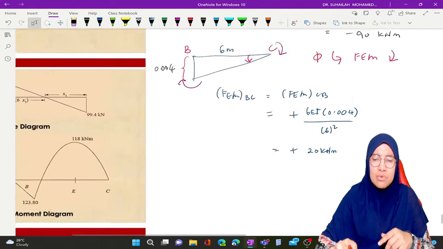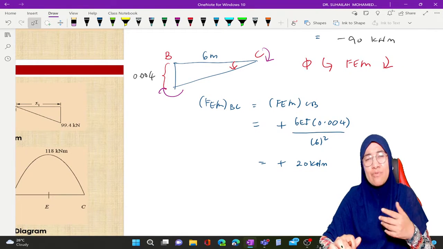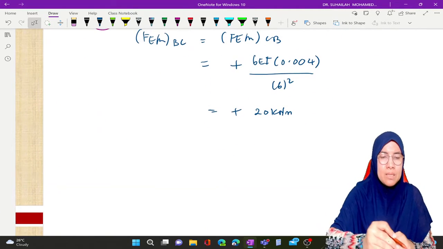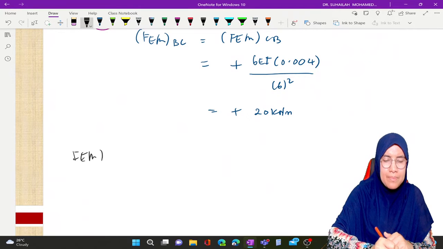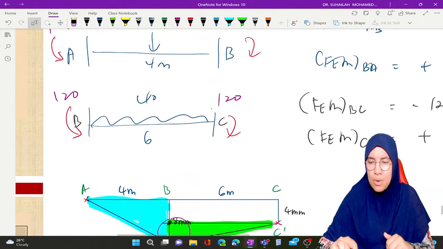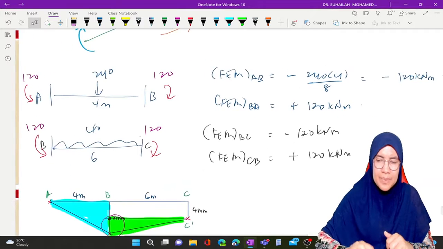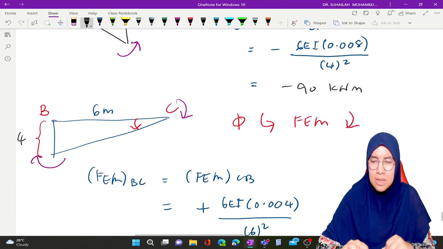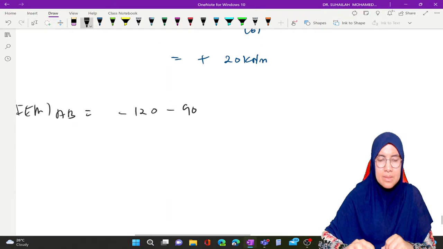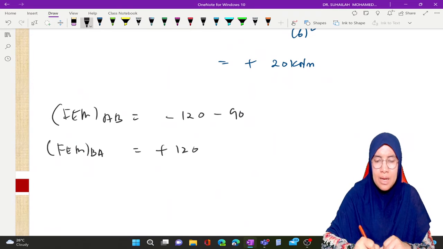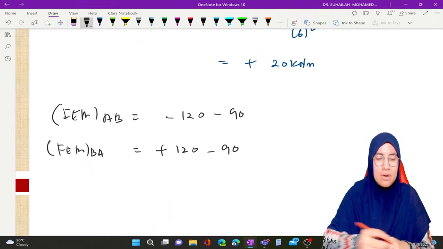Okay, this value we have to combine with FEM due to loading. So we can summarize the moment. FEM for AB, it is AB just now, negative 120 minus 90. That is for AB. FEM BA is positive 120 minus 90.